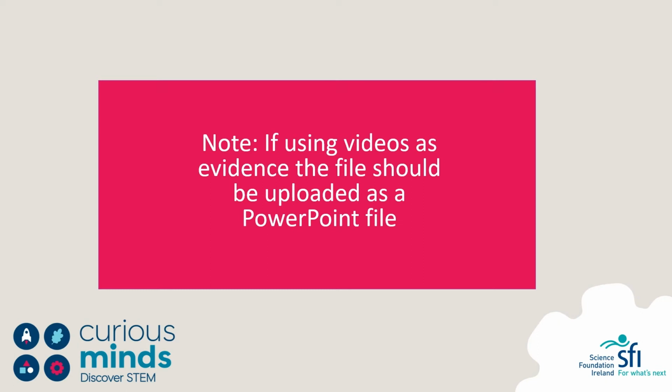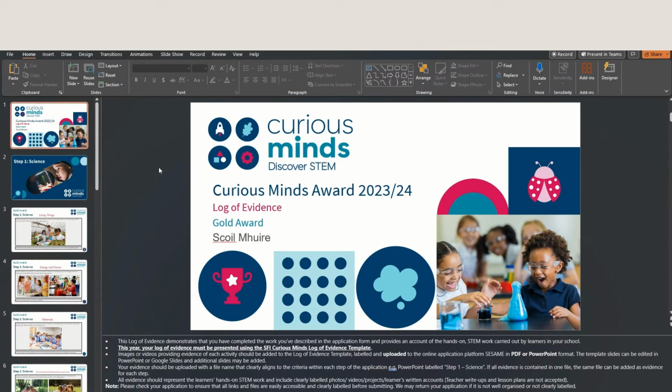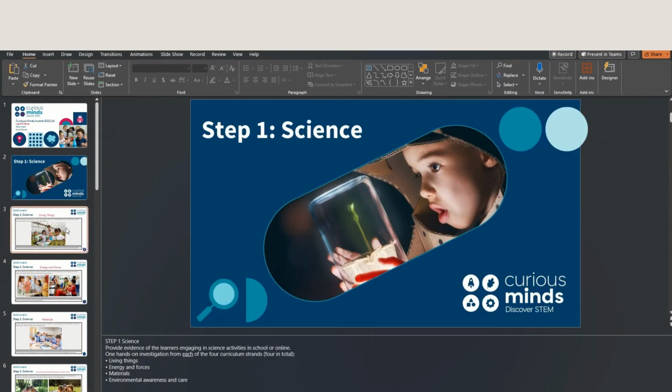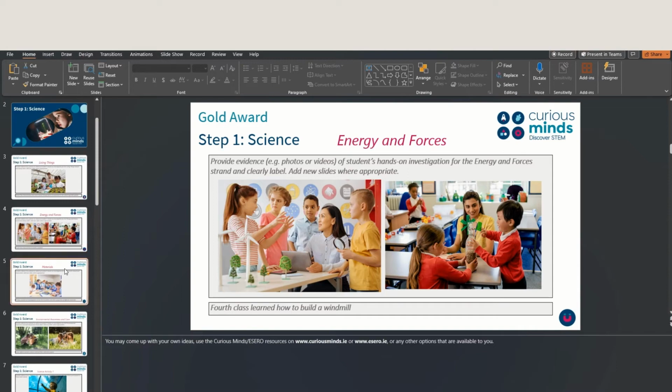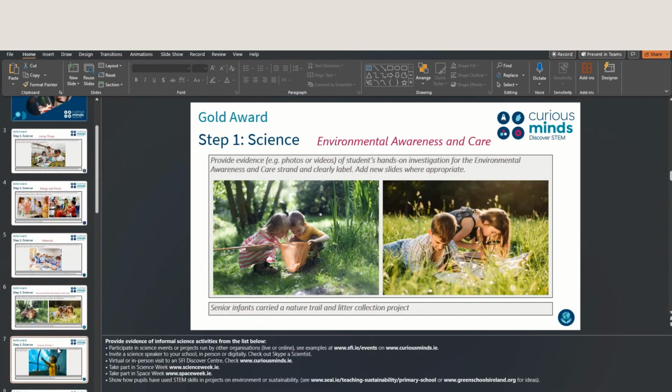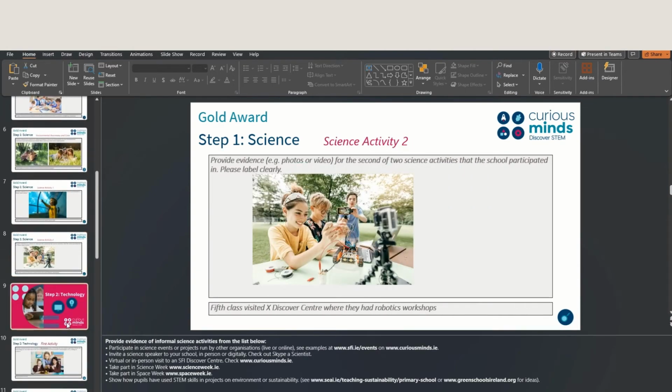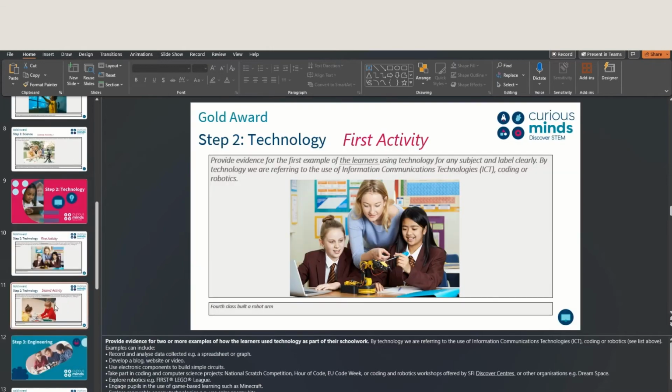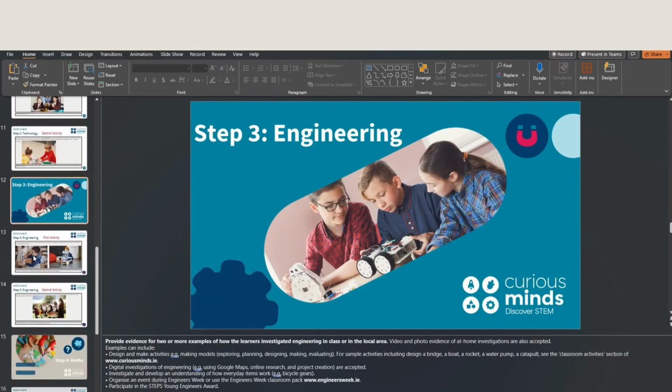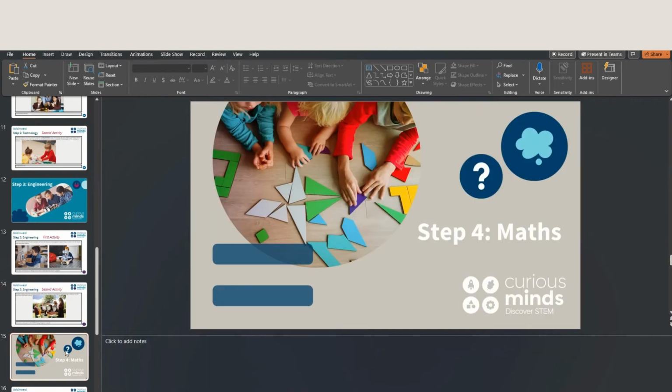If using videos as evidence, the file should be uploaded as a PowerPoint file. A PDF file will not support videos. Here's an example of a log of evidence template. I'll scroll through the steps to give you an idea of the type of evidence that is accepted. You can add slides to the template, but please remember that one piece of evidence per criteria is sufficient.